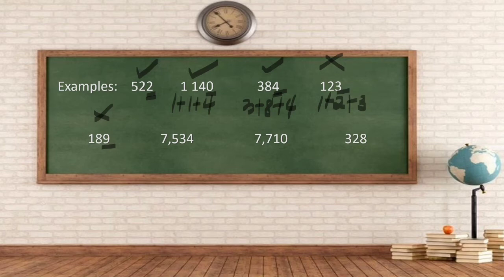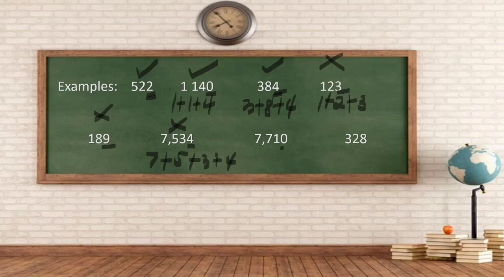How about this, 7,534? This is divisible by 2. But how about divisible by 3? Is it divisible by 3? 7 plus 5 plus 3 plus 4. This is 19. So this is not divisible by 6.